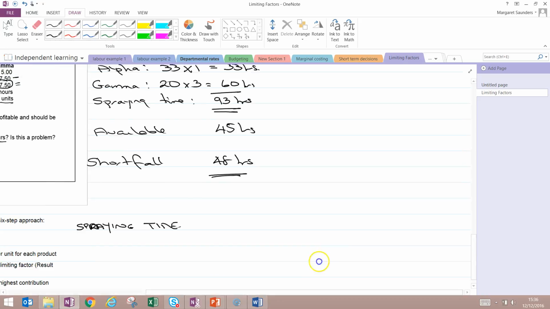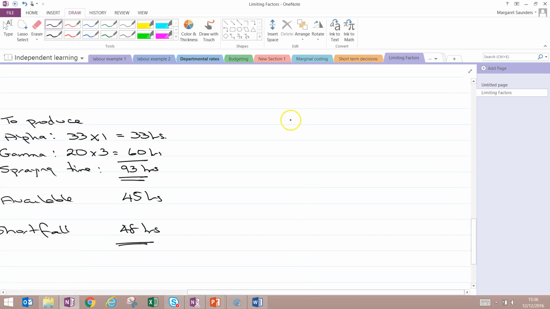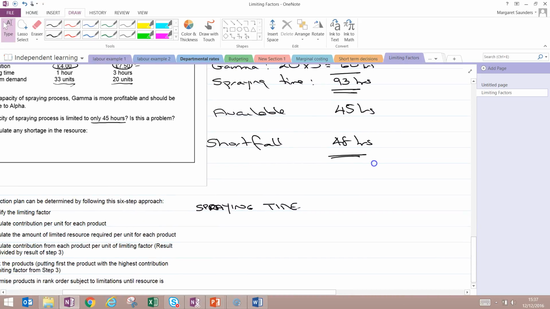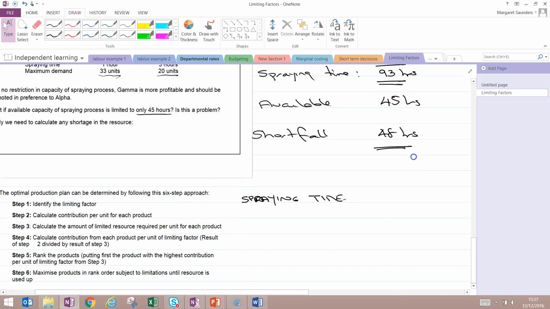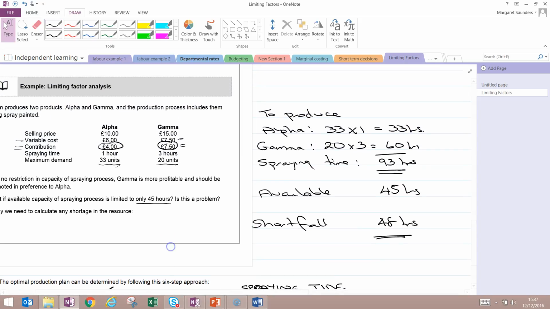So we have the alpha and the gamma. So if we go back to the steps, step 1, identify the limiting factor. We've done that. Step 2 is to calculate the contribution per unit for each product. So for the alpha, in this example, the contribution is already calculated. £4 for the alpha, £7.50 for the gamma.